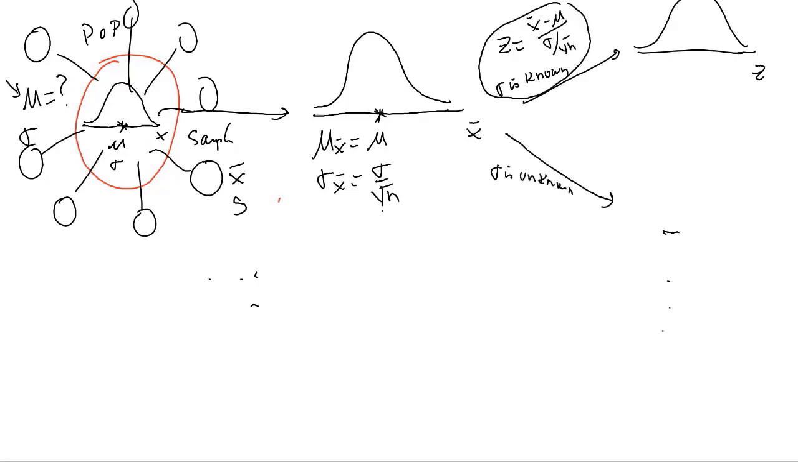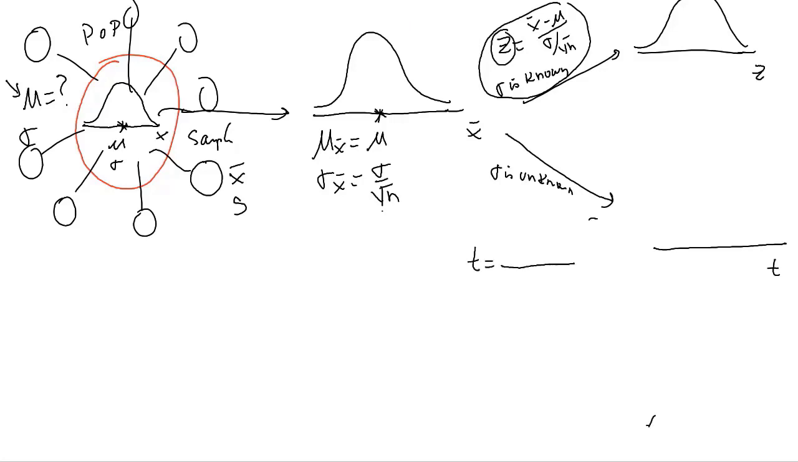Then when sigma is unknown, we have a problem. We need to transform this distribution into another distribution that we can use to solve the problem. The distribution into which we are going to transform that distribution will be a T distribution. How can we compute this statistic, the T-score? It is very similar to the Z-score statistic, but instead of the Z-score, we are going to obtain the T-score.